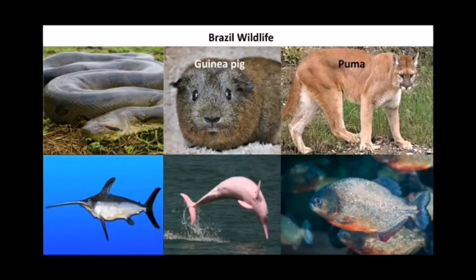Among the aquatic animals, what are the things that are found in fishes? Fishes like the swordfish are found in the sea. We also have the pink dolphins, which are very rare and look very beautiful. And even the deadly piranhas are found in the rivers of Brazil.